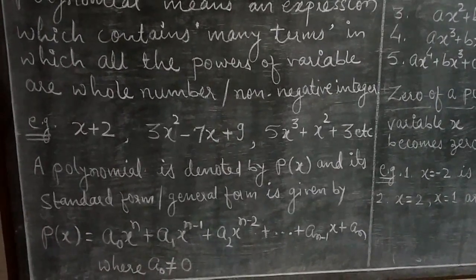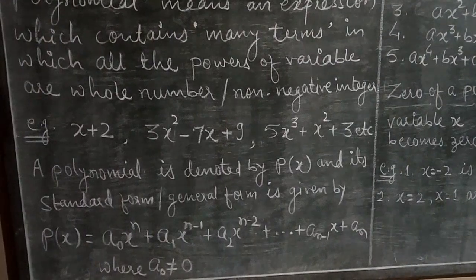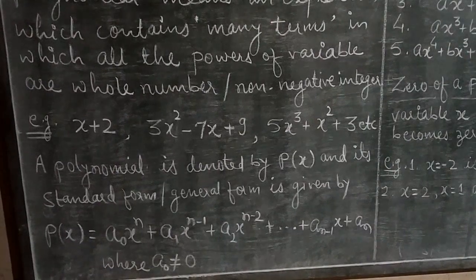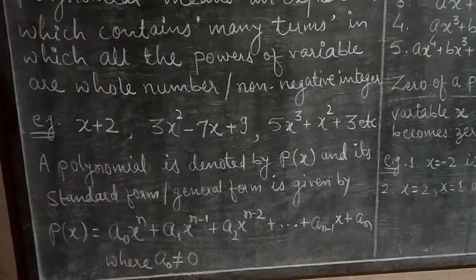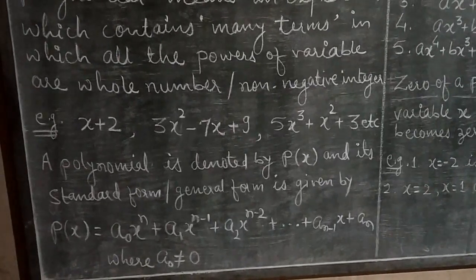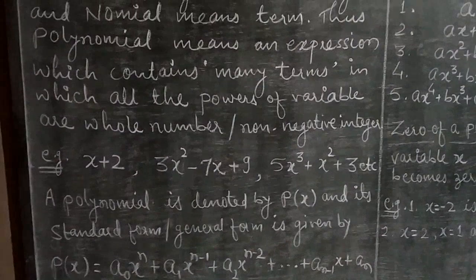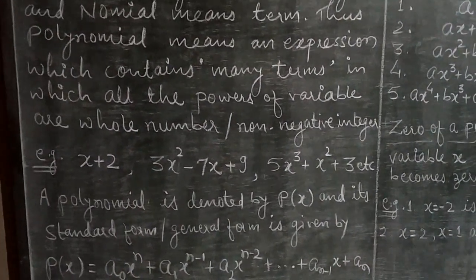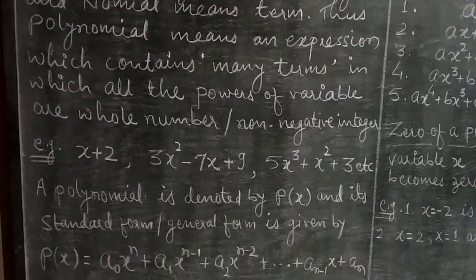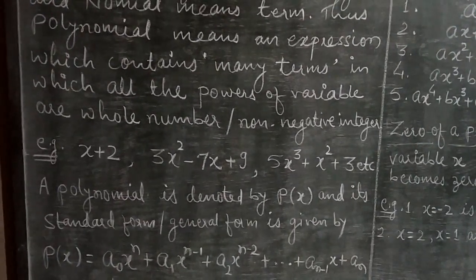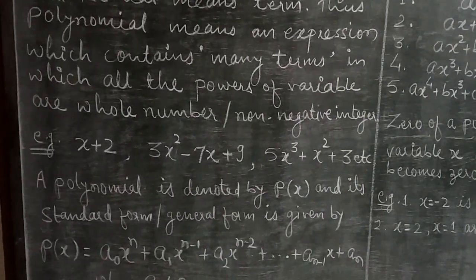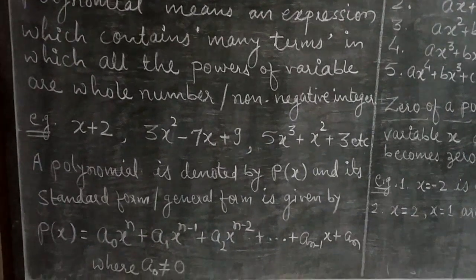Now take the third example, 5x cube plus x square plus 3. In this, the first term contains power 3, the second term contains power 2 and the third one contains no power. So all the powers are whole numbers. So it will be a polynomial. So these are the examples of the polynomial. So what is polynomial? An expression which contains many terms in which all the powers of variable are whole numbers or non-negative integers. The power of variable should not be minus 1, minus 2, negative power. If it contains negative power, it will not be a polynomial.